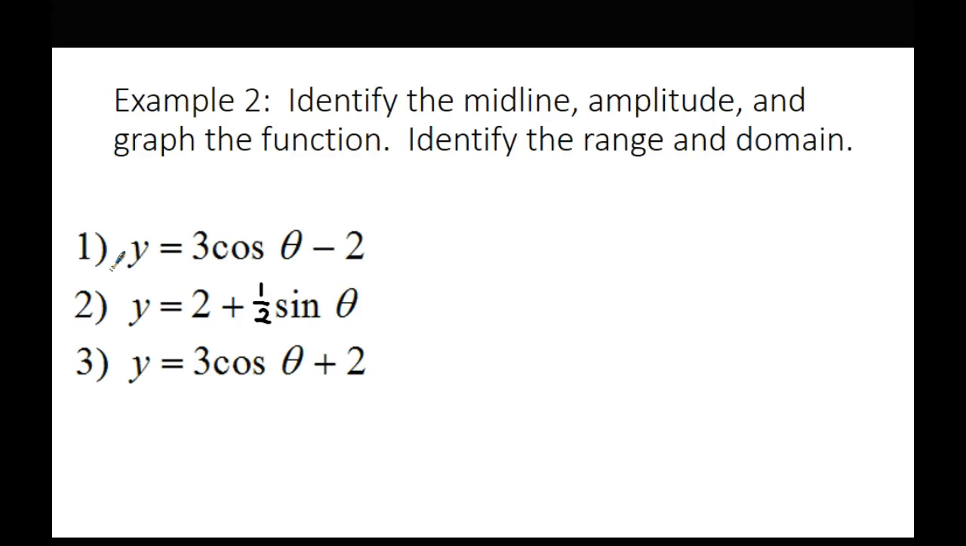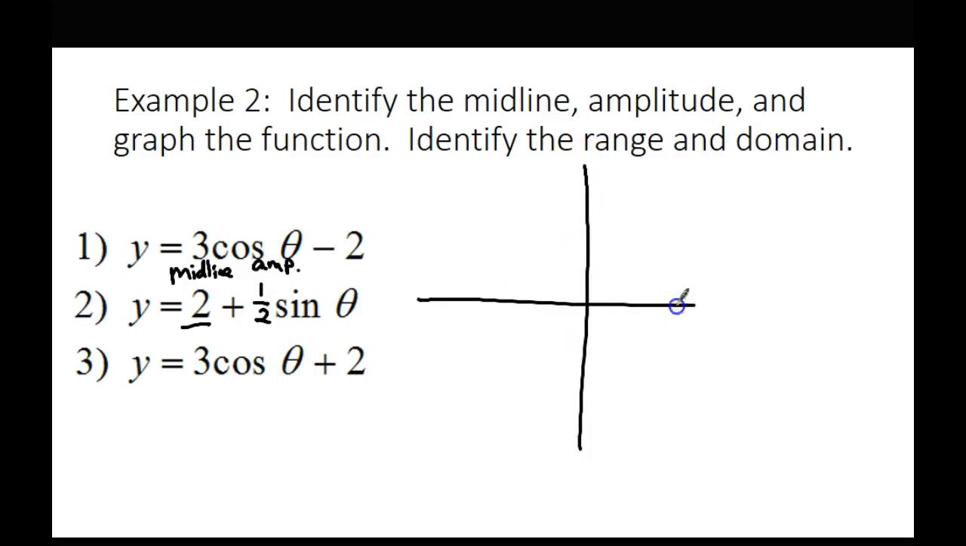First of all, what's my midline? 2. That's my midline. And the amplitude? Amplitude's half. Let's go ahead and graph. So we're going to set up our graph. Same x values: 0, pi over 2, pi, 3 pi over 2, and 2 pi. By the way, you could do degrees as well. That would be 90, 180, 270, 360. It doesn't matter. Same answers.